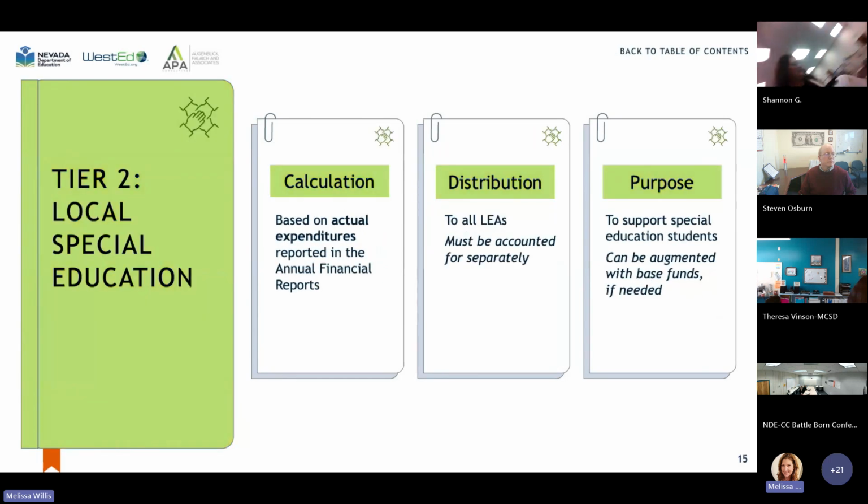Local special education funding represents the amount a school district or charter school would transfer from its general fund to maintain its federal maintenance of effort or MOE requirement. Maintenance of effort requires that school districts maintain at least the same level of funding for special education from one year to the next. Allocations are based on a district's total actual expenditures in the prior year as reported in the annual financial report. Additional considerations.